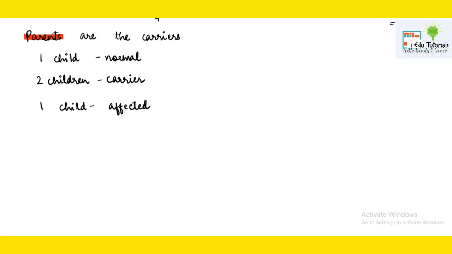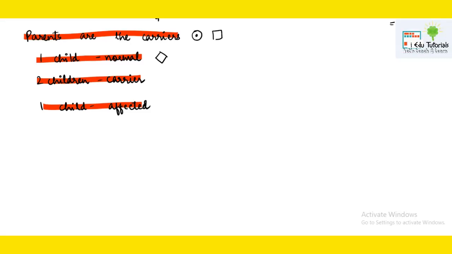We have seen here that parents are the carriers, one child was normal, 2 children were carriers, 1 child was affected, as we have concluded from the result. Now the important thing to notice is we don't know the sex of the child, right? So we will be using a diamond shape for it. Whenever the sex is not defined, we cannot use a circle or a square. In that case we have to use a diamond. And remember, when any individual is a carrier, if the female is a carrier we have to use this sign, and if the male is a carrier then we need to use a square with a small dot inside.